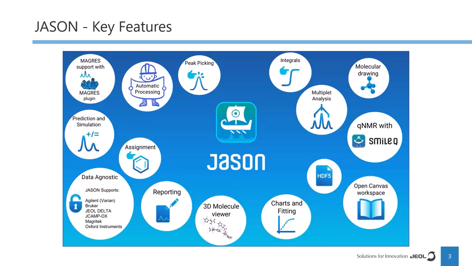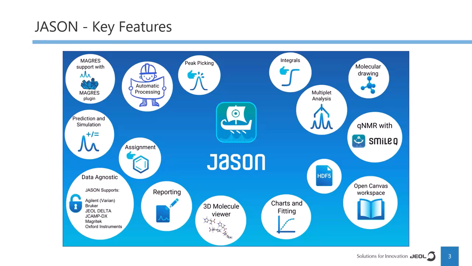So tools such as peak picking, integration, multiplet analysis, we can do all of those sort of techniques within Jason, either in a manual mode or in a fully automated manner. We have tools for producing reports, drawing your structures, drawing your molecules, being able to view molecules in 3 dimensions, charts and fitting for various analyses that you might want to do. All of those tools are within Jason.